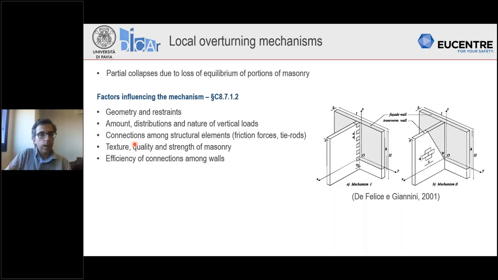So local overturning mechanisms are partial collapses due to loss of equilibrium of portions of masonry. They can be influenced by different factors, such as the geometry and the restraints, the presence, amount and distribution of vertical loads, the connections among the structural elements, such as tie rods or friction forces, the quality and strength of masonry, and the efficiency of connections among the walls.